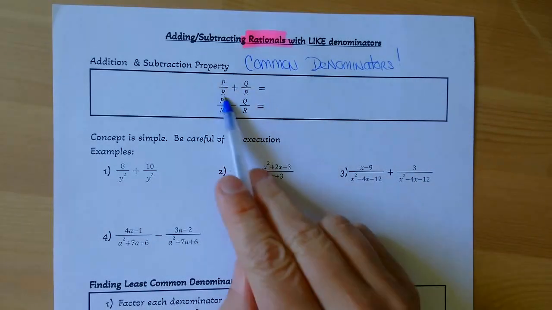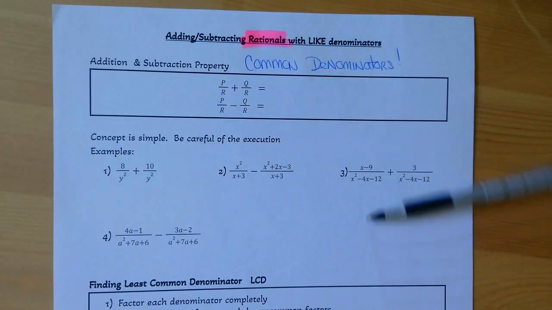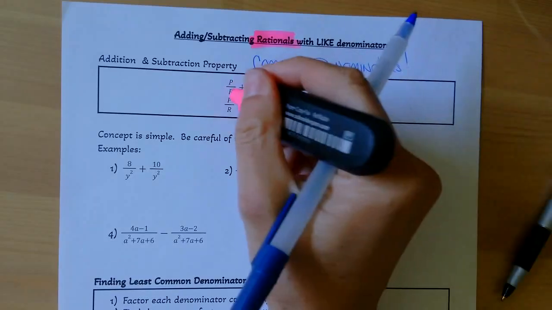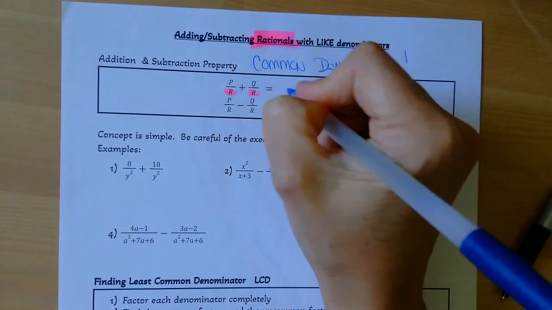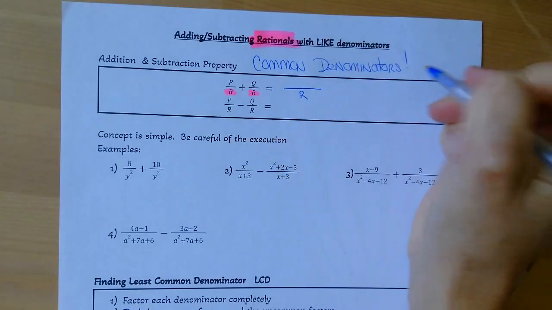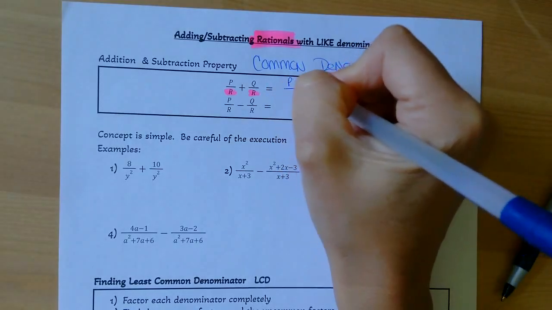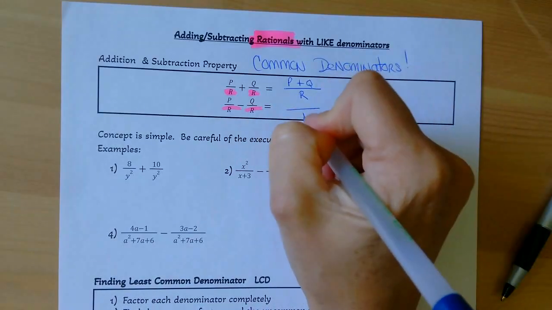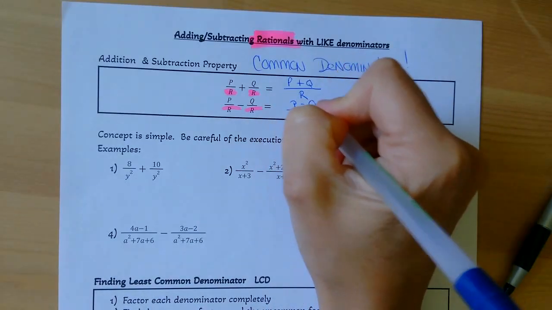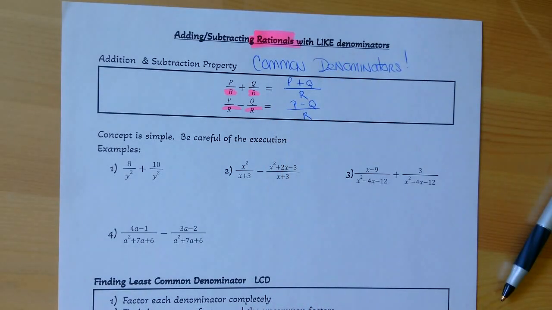So that's what this property is showing. I have to have the same denominator in order to add fractions. So if the denominators are the same, I just make one big fraction of r, and I call that p plus q on top. And if my denominators are the same, I just make it one fraction of r, and I say that's p minus q. But the deal is, I have to have that common denominator.